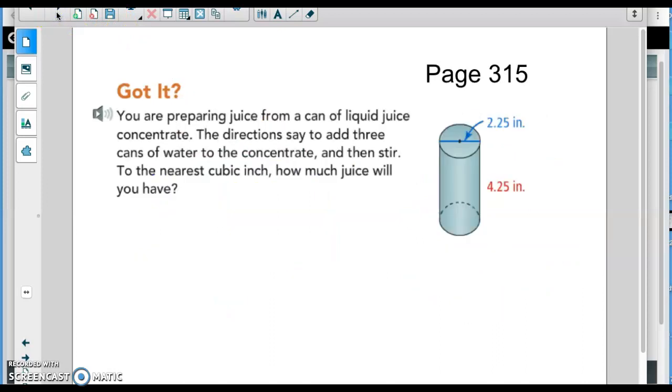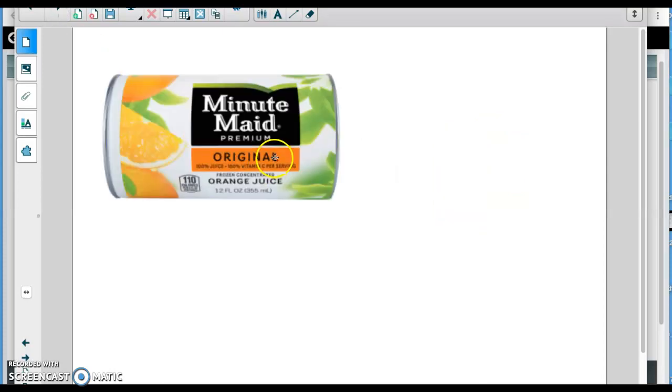Okay, you're preparing juice from a can of liquid juice concentrate. The directions say to add 3 cans of water to concentrate and then stir. To the nearest cubic inch, how much juice will you have? First and most important thing here is, what is juice concentrate? If you don't know, it looks like this. It's found in the freezer section. You put in the entire thing into a pitcher and you get a pitcher of orange juice.